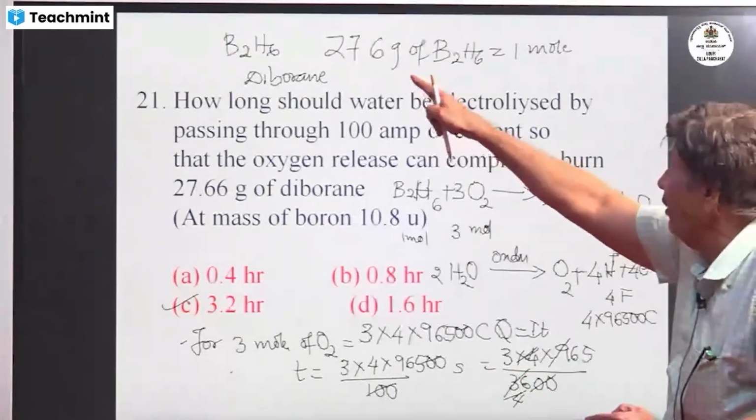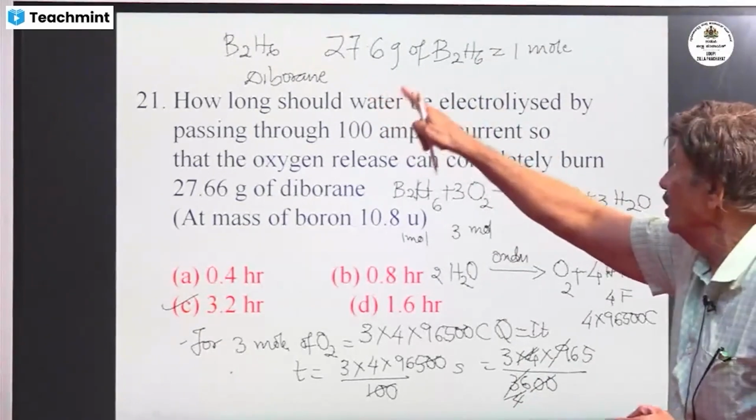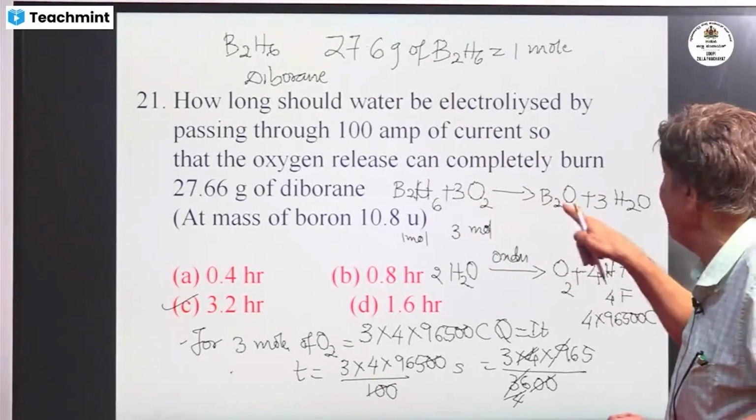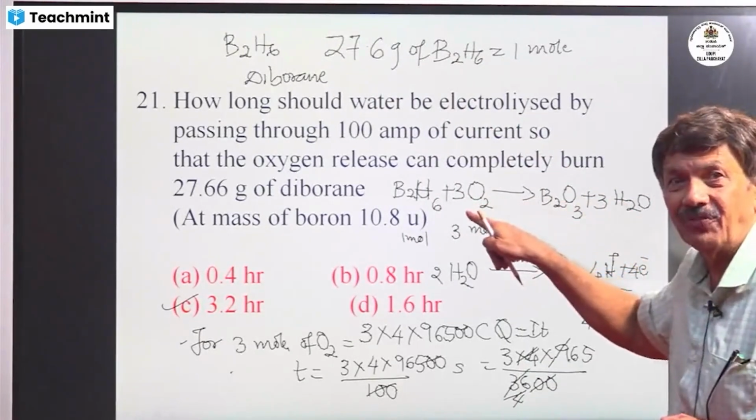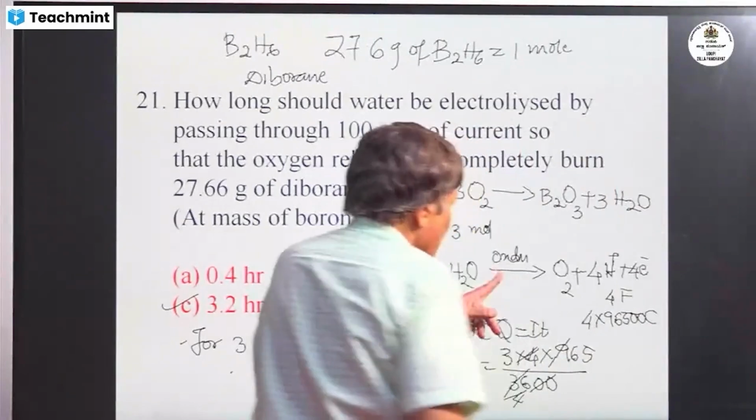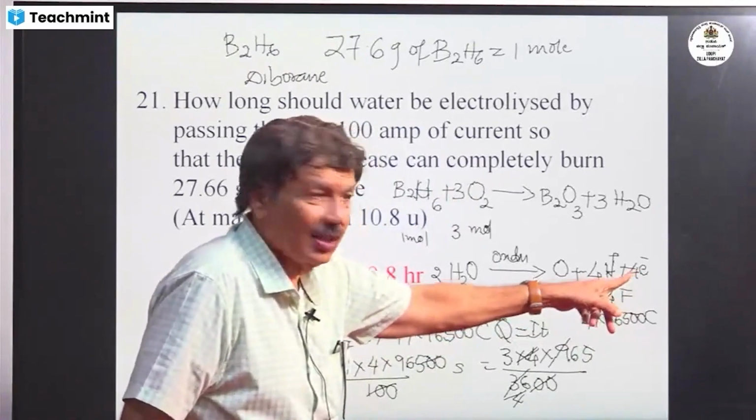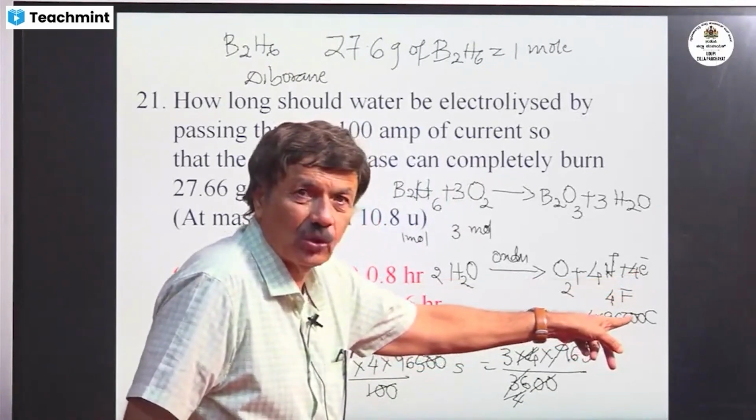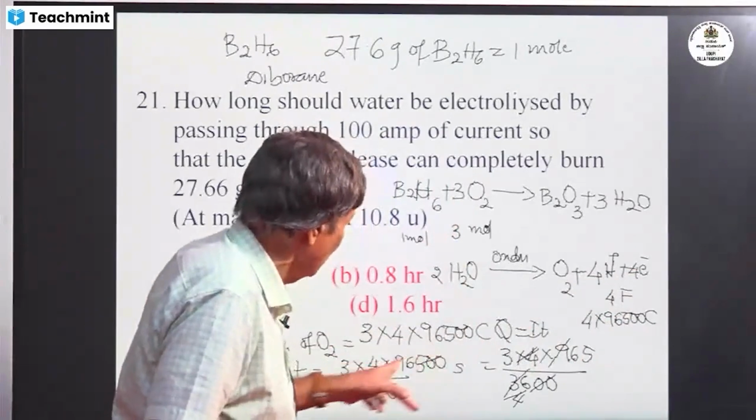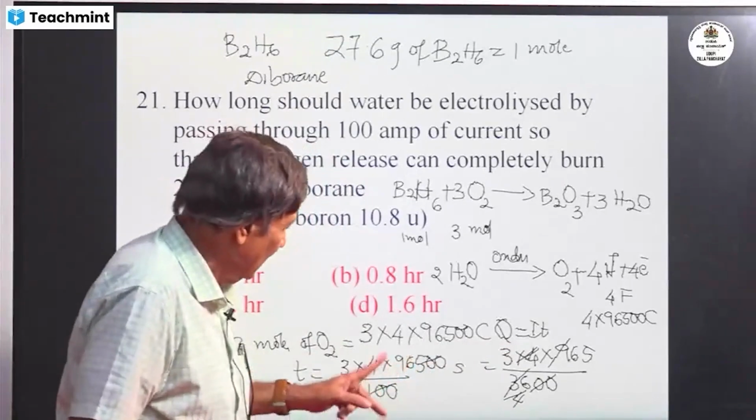See, 27.6 grams of diborane means it is 1 mole, because molar mass of diborane is 27.6. So 1 mole of diborane burns giving boron trioxide and water. It requires 3 moles of oxygen. Now come to the electrolysis of water. Water undergoes oxidation giving oxygen and 4 electrons involved, means 4 Faraday. 4 into 96,500 coulombs for 1 mole. But here what we need is 3 moles. For 3 moles, 3 into 96,500. Then this is Q.